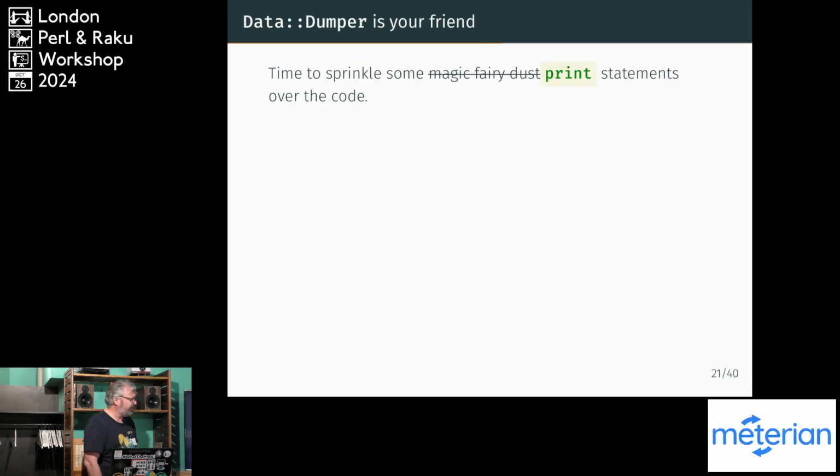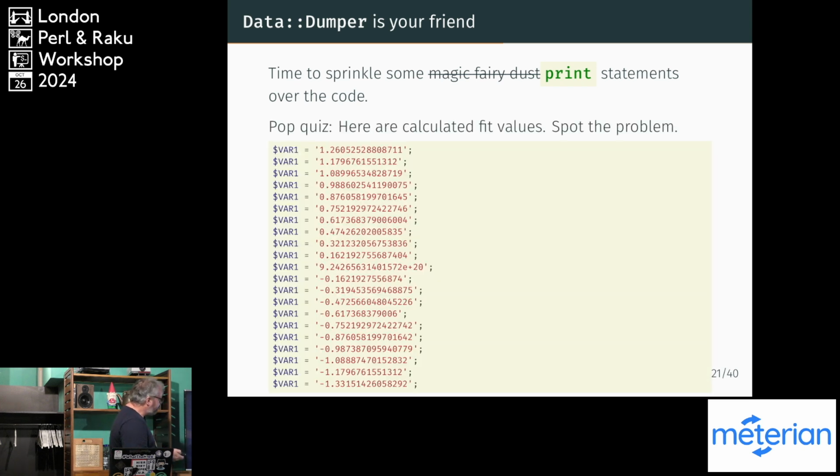Okay, so why not? I could have been really elegant here, but Data::Dumper is your friend, right? You just sprinkle print statements all over the code, and then maybe something turns up. And yeah, so for example, here the calculated fit values. Anyone see the problem? Right there. There's 9 times 10 to the 20, so we'll say 10 to the 21, whereas everything else is roughly 1 to minus 1.